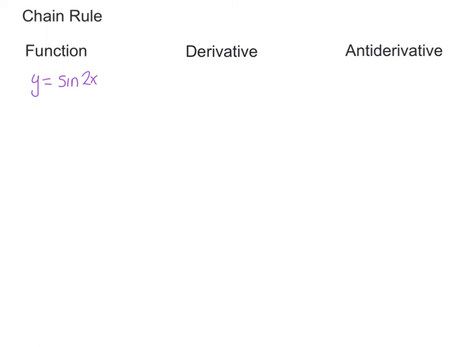So to begin, let's look at functions that require the chain rule to derive. Our first function is y equals sine 2x. Remember that for any trig function, to take the derivative you would use the chain rule. So I'm going to write dy dx, using that derivative notation, is equal to the derivative of the outside, which is cosine 2x, times the derivative of the inside, which is times 2.